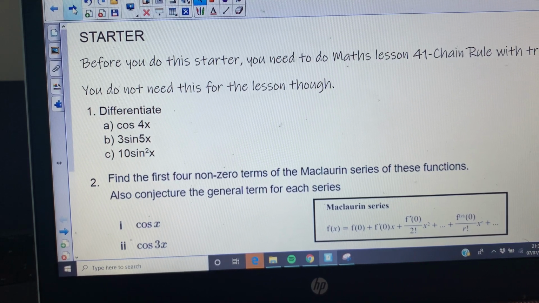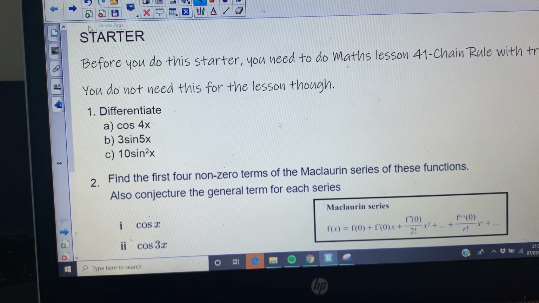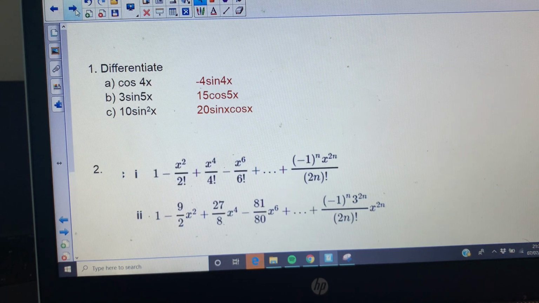Okay, here's the starter. So pause your video. To do this, you do need to have done Maths Lesson 41, the starter, but you don't need to have done it to do the lesson. So, okay, they're the answers.